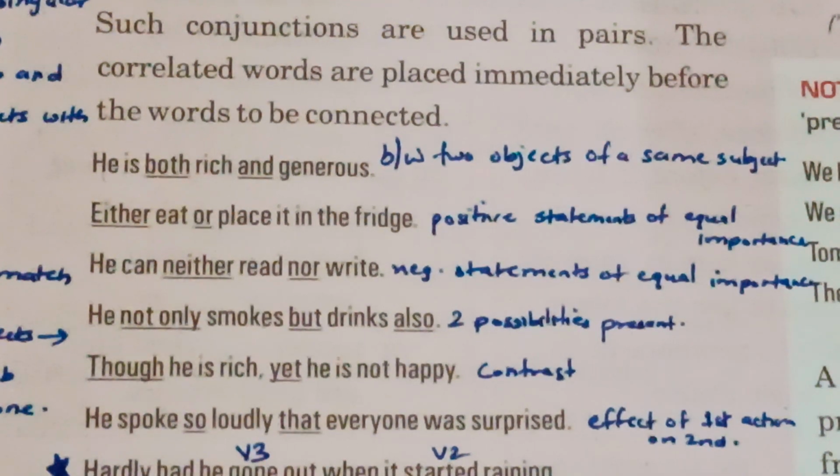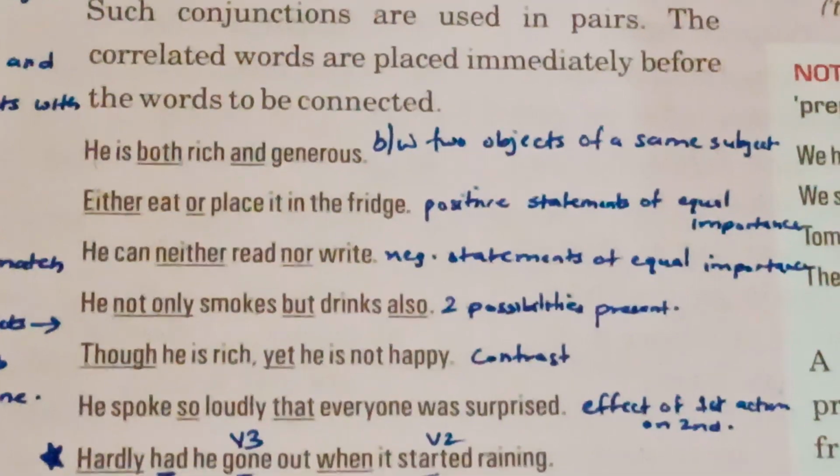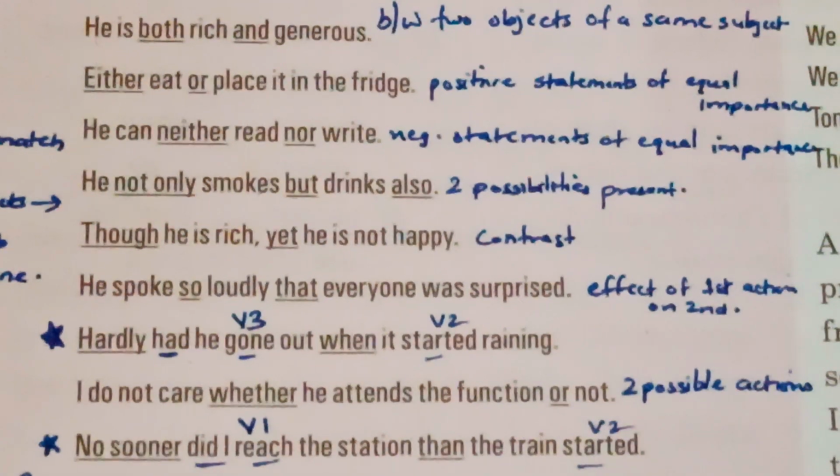Now, though he is rich, he is not happy. It is a contrast. Contrast के लिए we can simply use the coordinating conjunction also. But he is rich but not happy. Right? But when we have to use the correlating conjunctions, we have to use it like this. Though he is rich, yet he is not happy. It is a contrast. Now, he spoke so loudly that everyone was surprised.